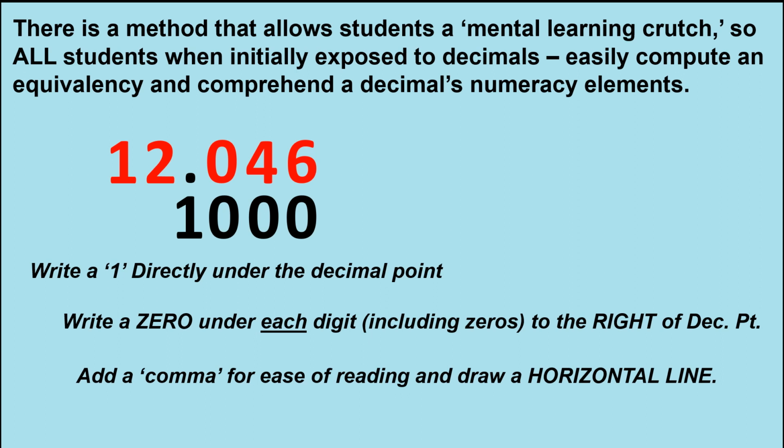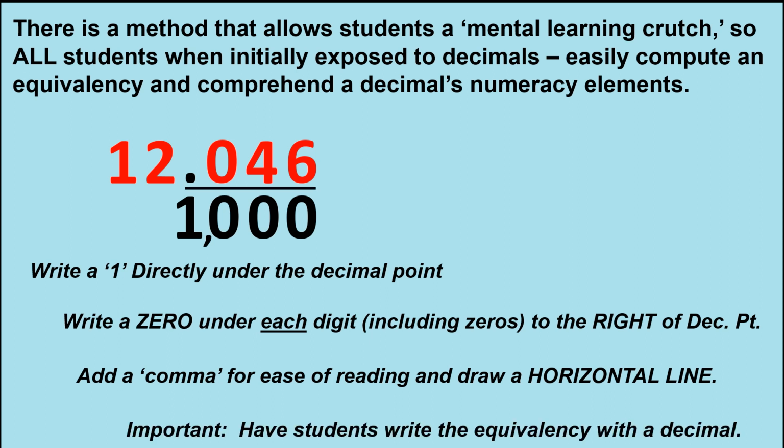Third, add a comma and a horizontal line to simulate the fractional piece of the decimal. Fourth, write the equivalency, the original decimal. This step is very important that teachers press students. It ingrains the understanding of the equivalency process. In short, the decimal, 12.046, is equivalent to the mixed number 12 and 46 thousandths.